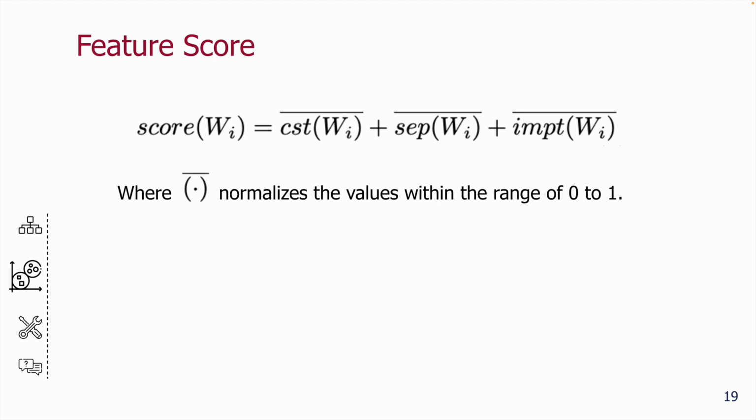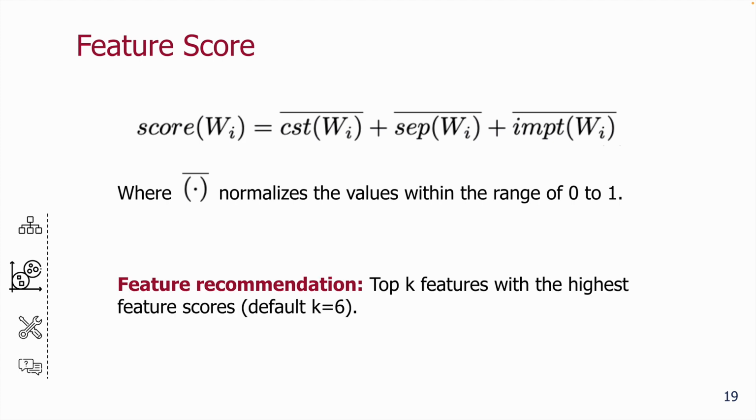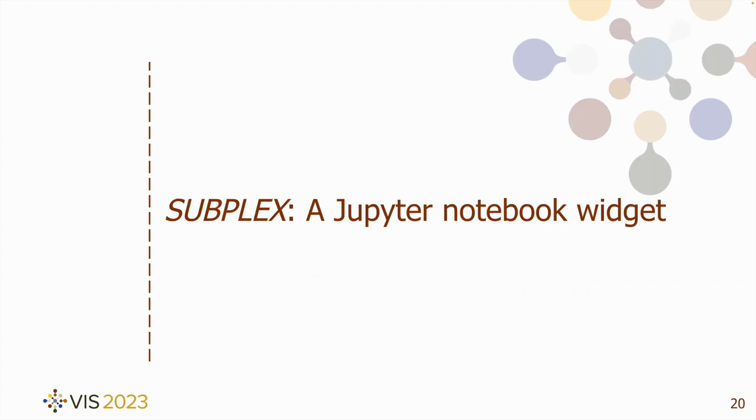Then we normalize each property within the range of 0 to 1 and then sum them up as the final feature score. In the tool we will present later, we will suggest the users to add the top 6 features with the highest feature scores.